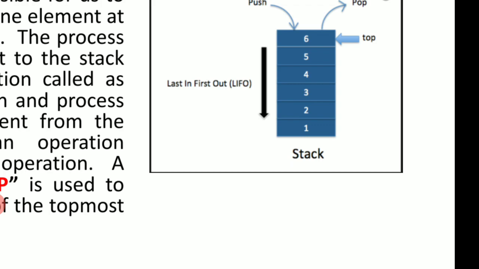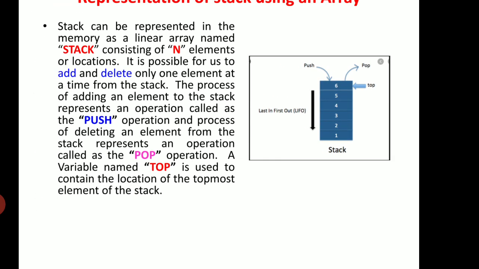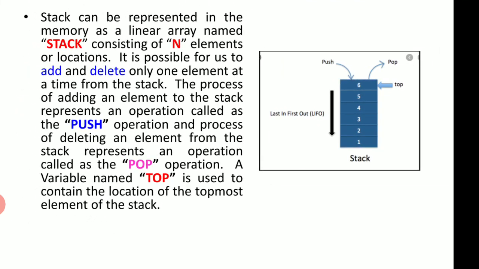Then what happens when you delete 6? The 5 will be the top. That means the next item after 6 that you delete or return is 5. Then after 5, 4. Then after 4 you delete 3. Then after 3 you delete 2, and after 2 you delete 1. Exactly in the reverse order. We'll see its explanation, how we are going to represent it. We'll concentrate on the screen.